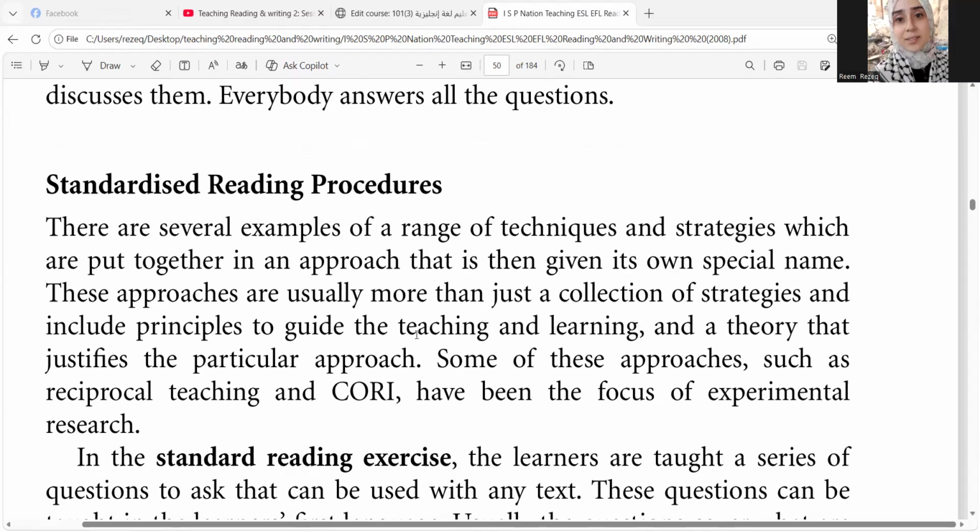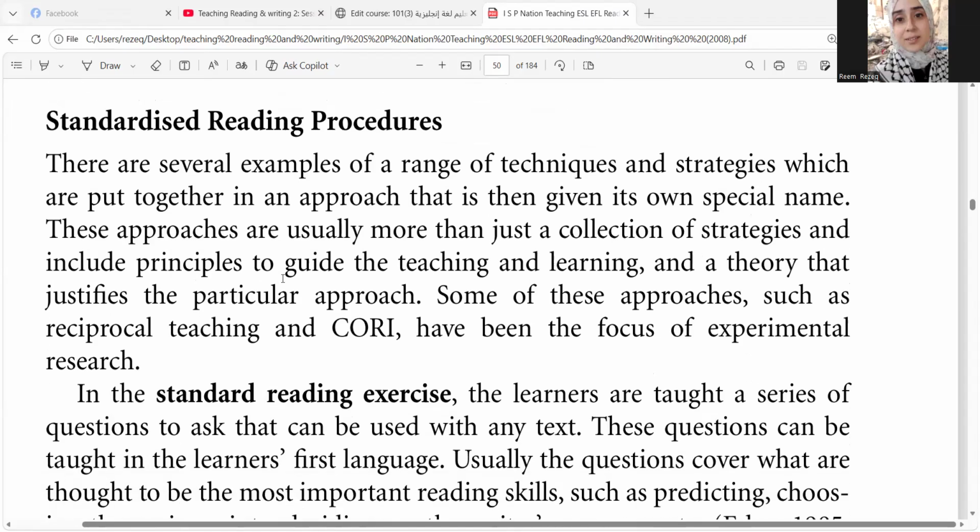Assalamu alaikum again. So here we have reading procedures. There are several examples of a range of techniques and strategies that are used here.